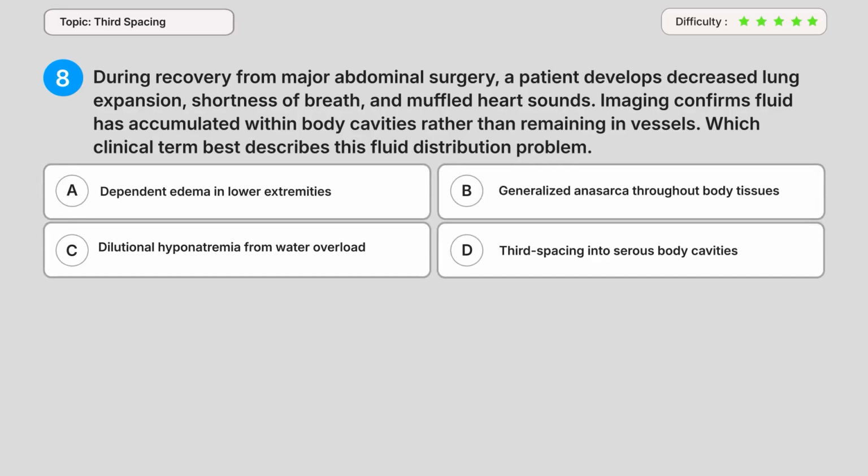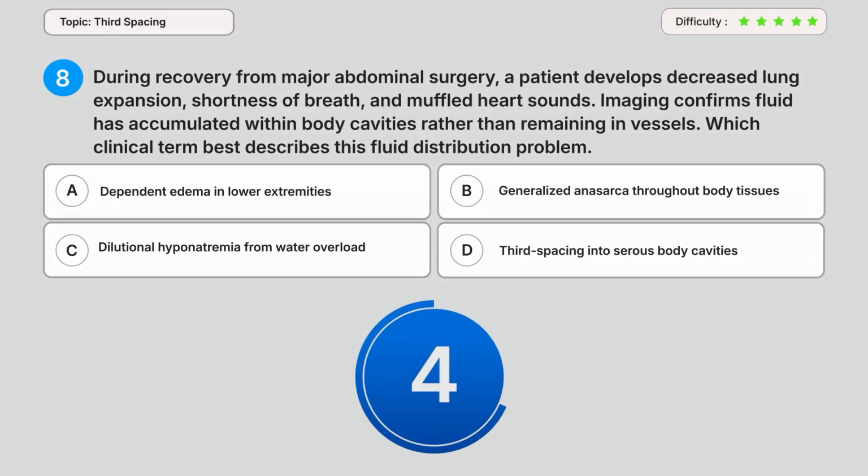A. Dependent edema in lower extremities. B. Generalized anasarca throughout body tissues. C. Dilutional hyponatremia from water overload. D. Third spacing into serous body cavities. Can you guess the answer?